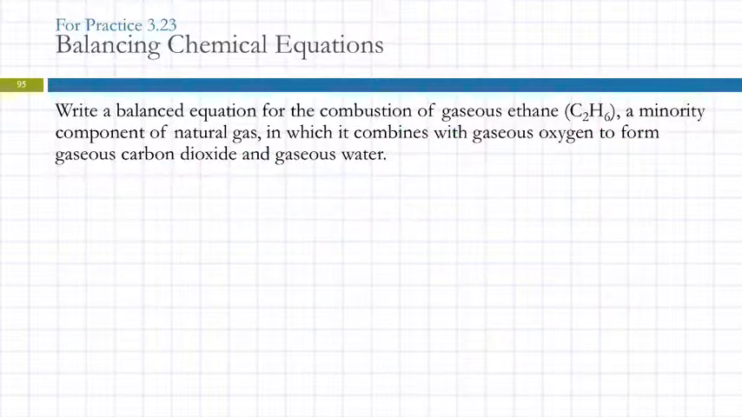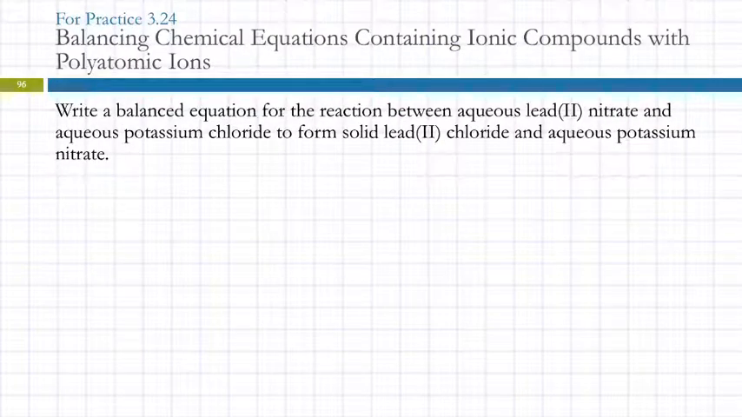So, balance chemical equation using ionic compounds with polyatomic ions. So let's do this one. Write a balanced equation for the reaction between aqueous lead-2 acetate and, there's our plus, aqueous potassium chloride to form, there's our arrow, solid lead-2 chloride and aqueous potassium nitrate.